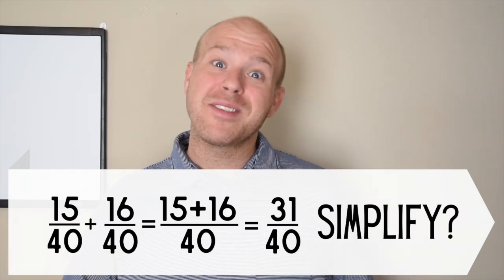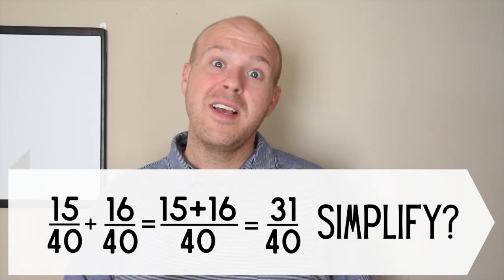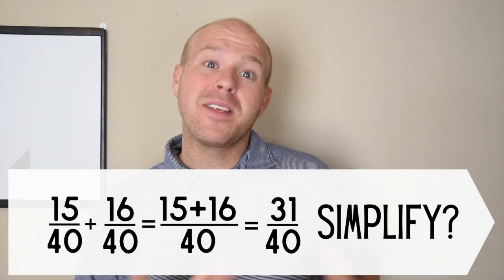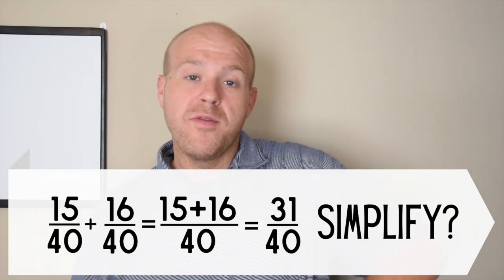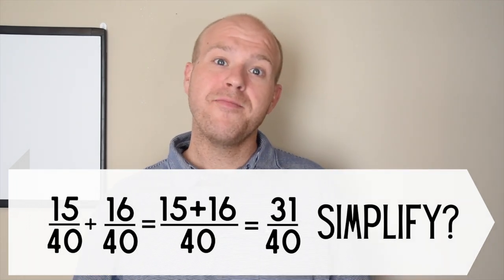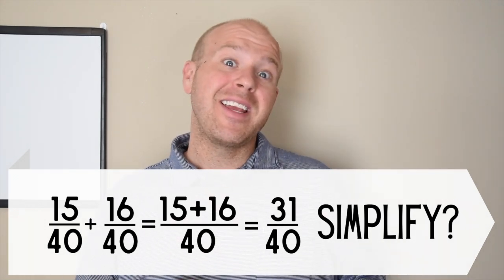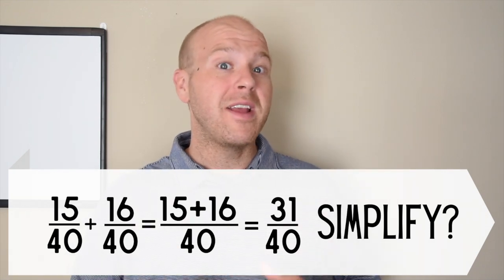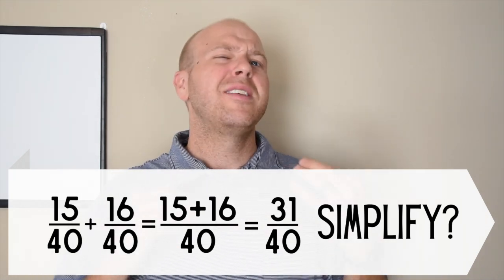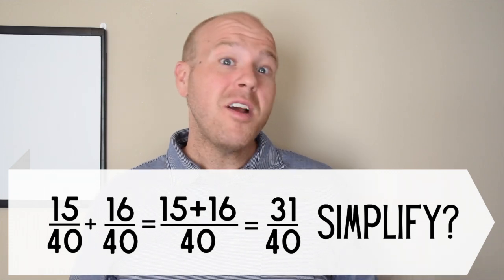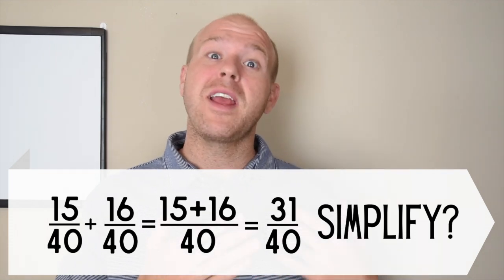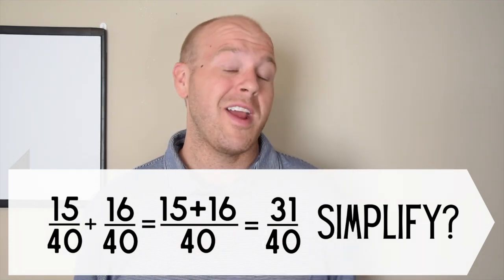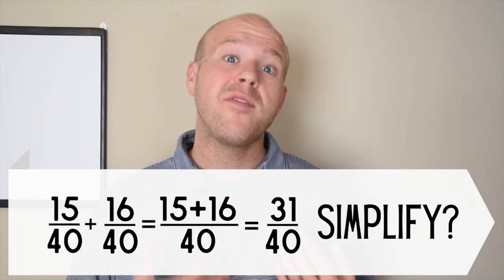So now we have a common denominator just like we did before. So we add the tops, keep the bottom. So we move the bottom over, so we move that 40 over, and we add 15 and 16 and get 31 over 40. Now we gotta think to ourselves, does this simplify? No, there's no number that can go into 31 and 40 besides 1. So the answer here is 31/40.